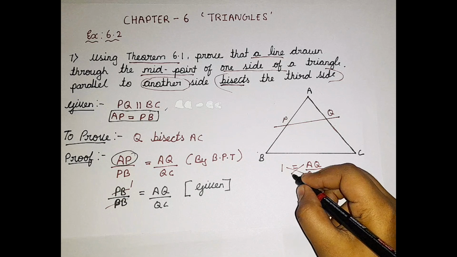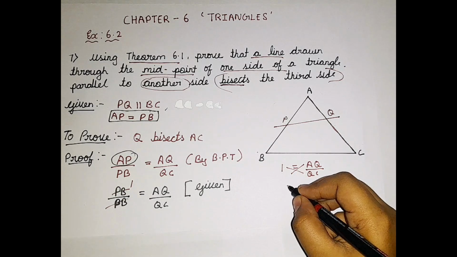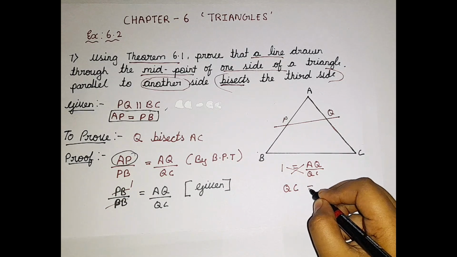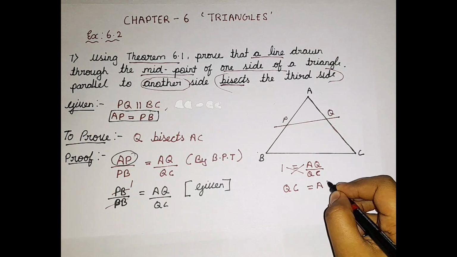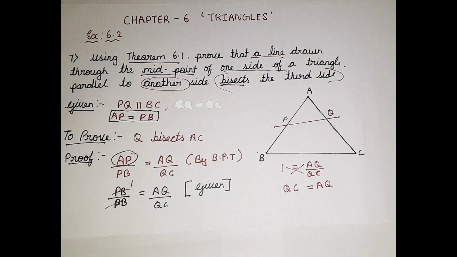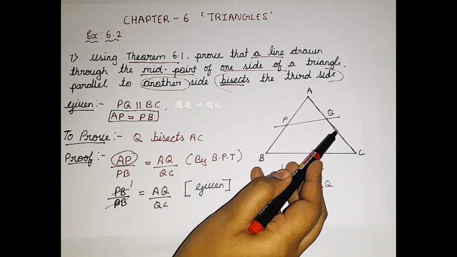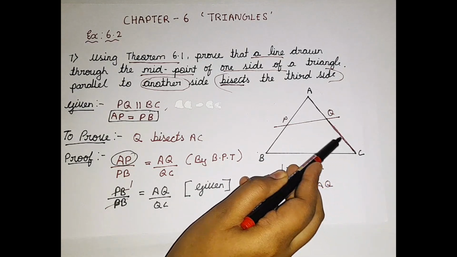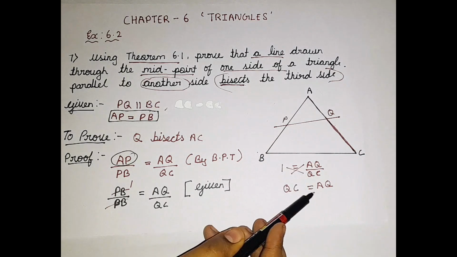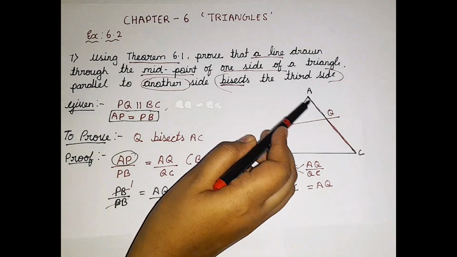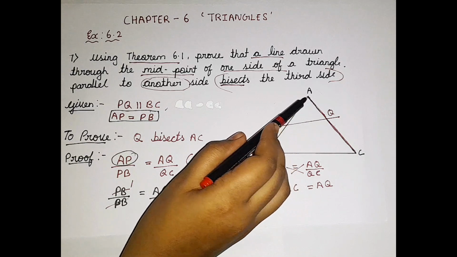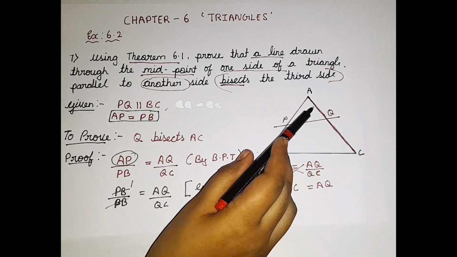So I can do cross multiply. Am I right? So when I do cross multiply, I get QC is equal to AQ. Now when you look at the triangle, where is QC? QC is right over here. Am I right? So this is QC, and where is AQ? AQ is right over here. So here we got QC is equal to AQ.